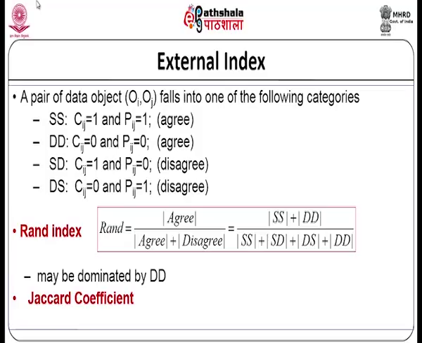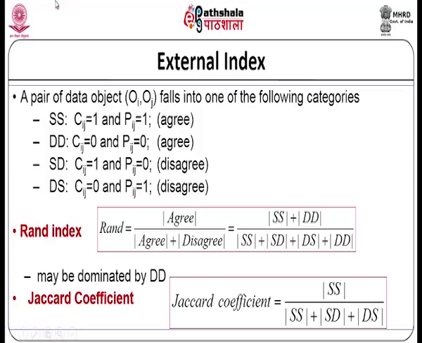So, another method is the Jaccard coefficient. The Jaccard coefficient also uses the same categories that we have defined here. It is SS divided by SS plus SD plus DS. That means we have just eliminated the DD, where we are not bothered about whether the objects fall in the same cluster or not. So, SS, the agreement, is divided by agreement and disagreement. These are the methods; only DS we consider. This is the Jaccard coefficient.